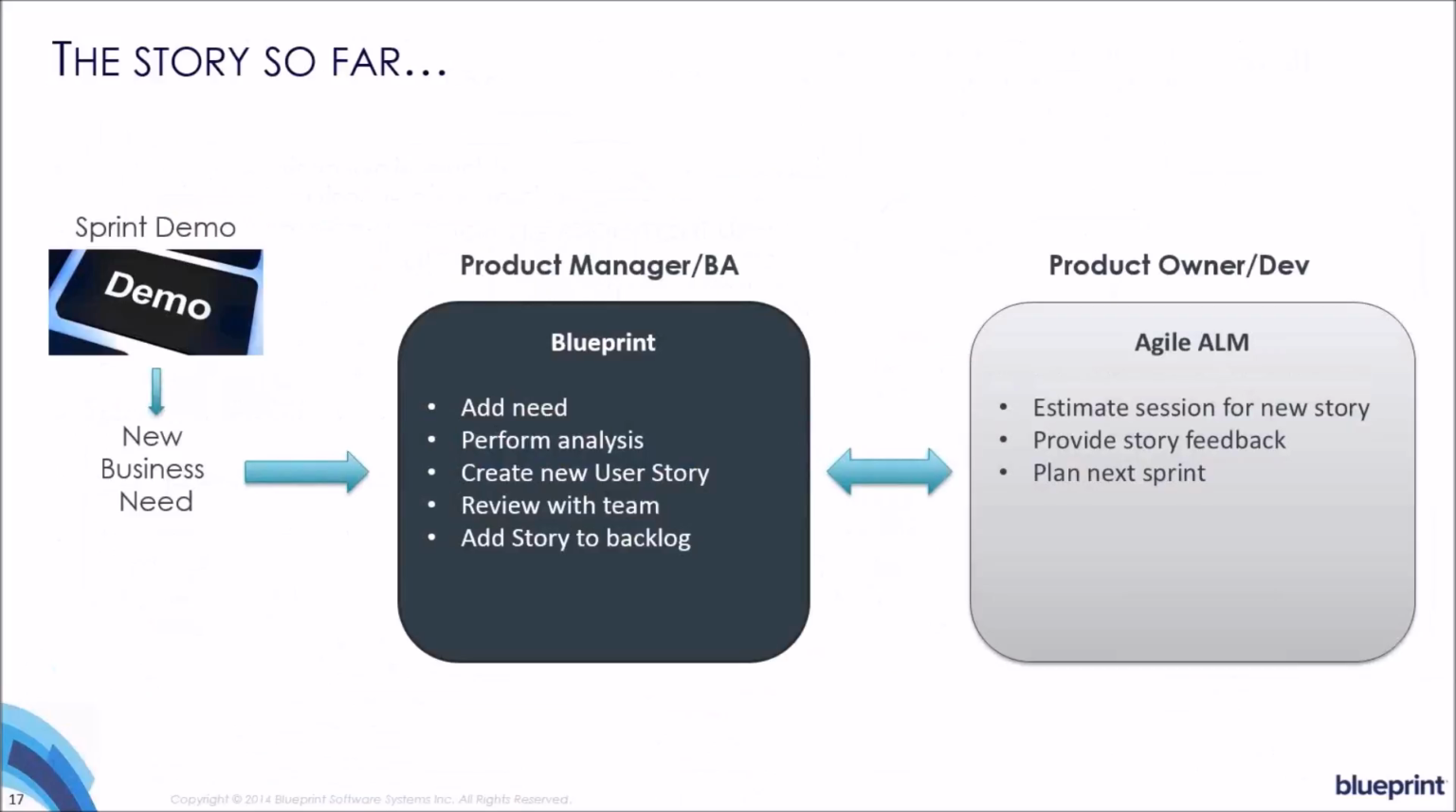So the story so far, here at Almonte Bank, we're undergoing a credit application upgrade project using Agile development methodologies. We've just completed our latest sprint, and during the sprint demo that you see on the left, Bob, our stakeholder, brought up a new compliance issue brought to his attention by the legal department. Bob has forwarded this new need to Amy, who is our product manager. Using Blueprint, Amy will capture this need, perform an analysis to make sure this won't impact anything else, and add a new story to the backlog.